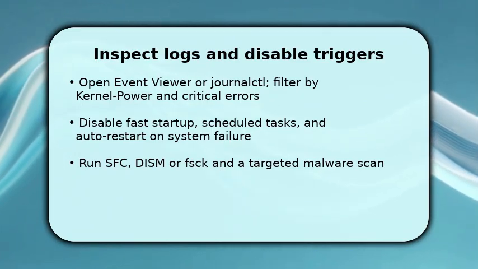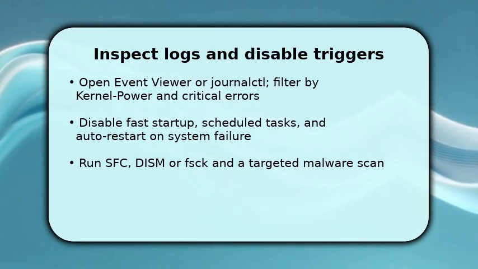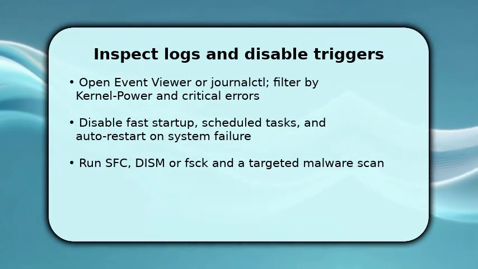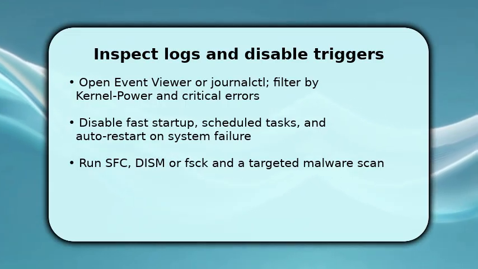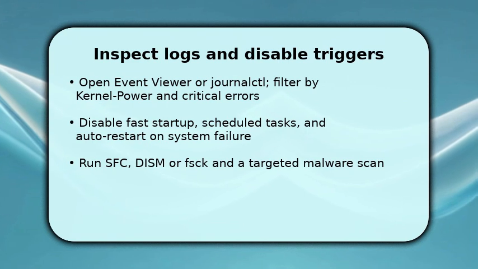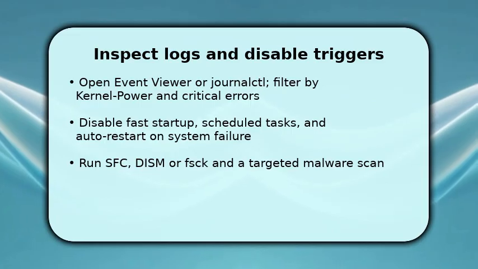Once you identify a timestamp, disable software triggers like fast startup, scheduled tasks, and auto-restart on system failure so the machine stays up for testing. Then run integrity checks, SFC and DISM on Windows or fsck on Linux, and perform a focused malware scan. These actions repair corrupt files and rule out software-initiated shutdowns.